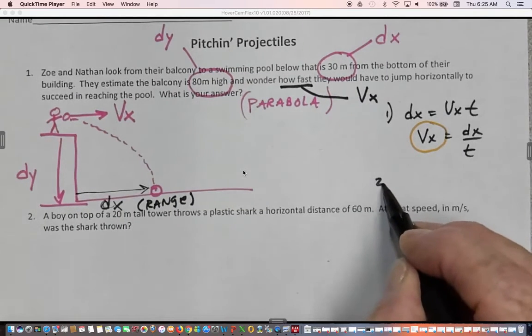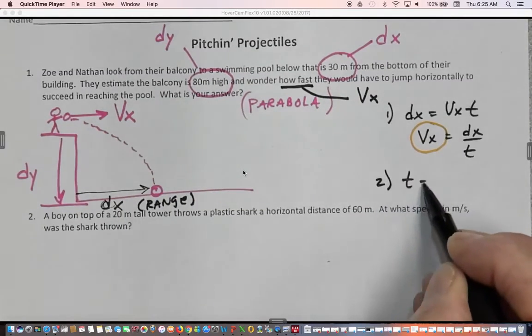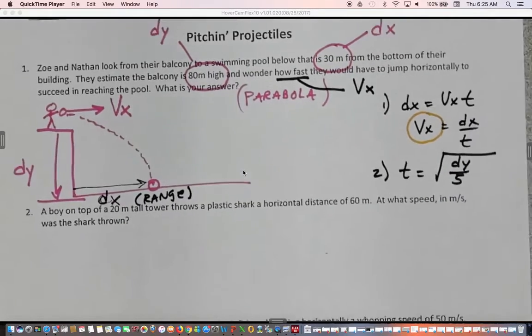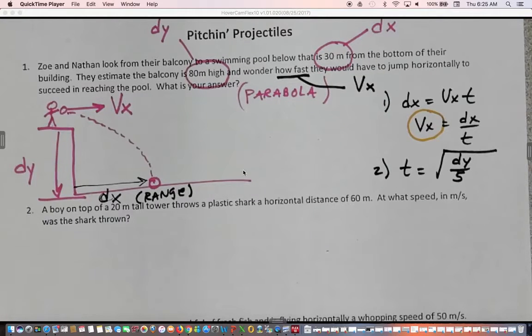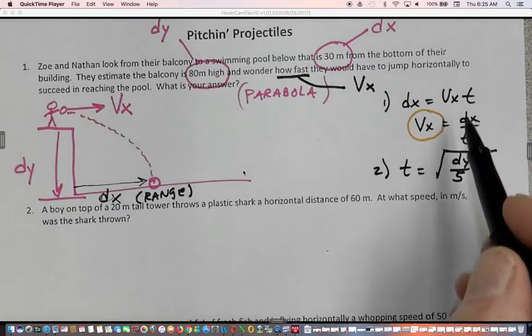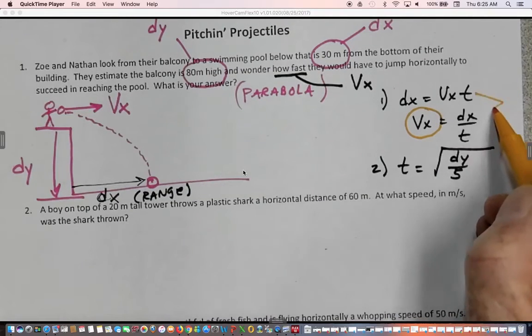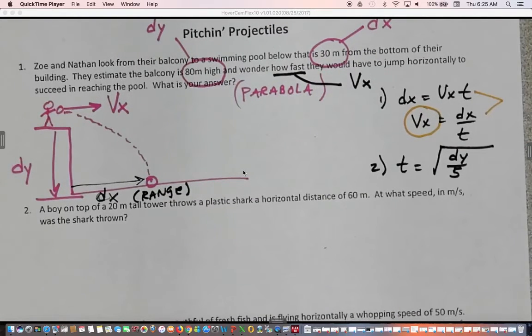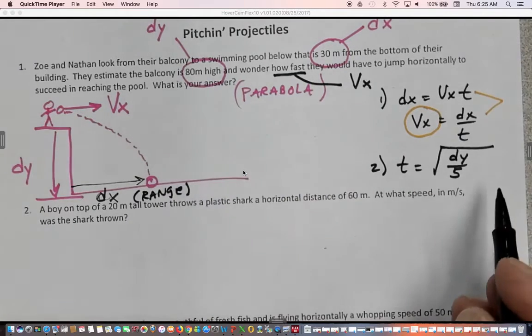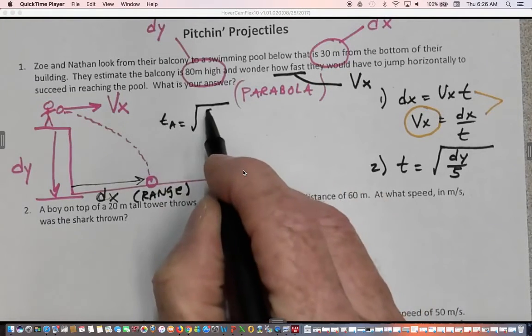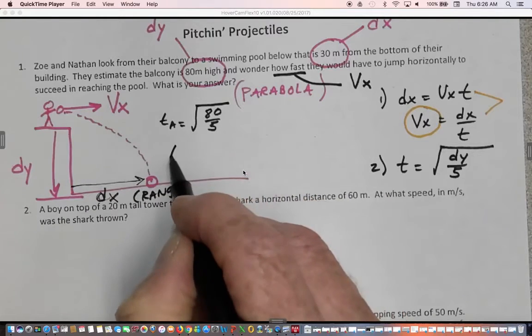The other equation is time in the air. Time in the air is the square root of dy divided by 5. Now you're going to have to divide, then square root. So those two equations will be used for every one of these problems. Remember, this is the same equation, just rearranged. Well, I know my dy, so my time in the air will simply be 80 divided by 5 and the square root of it.